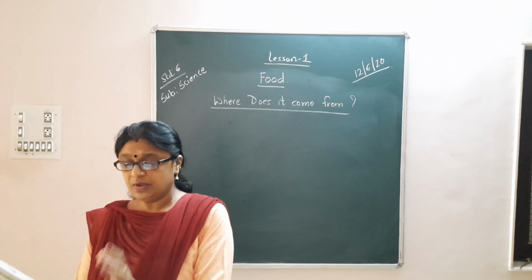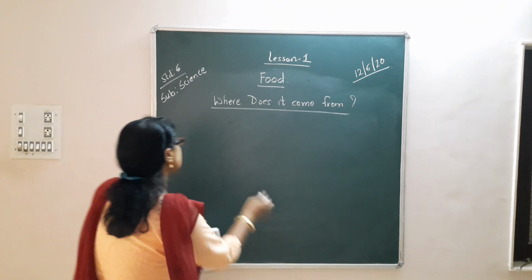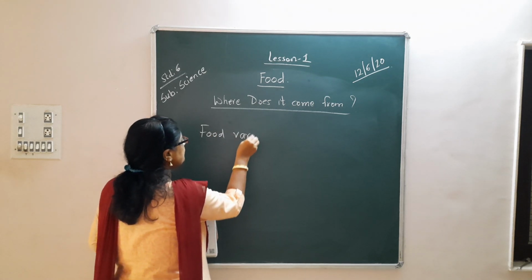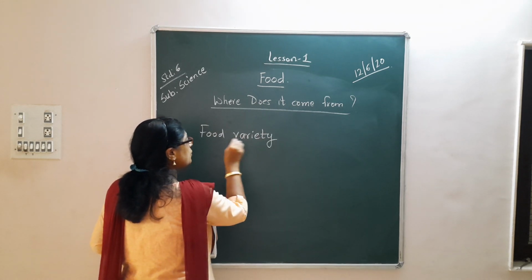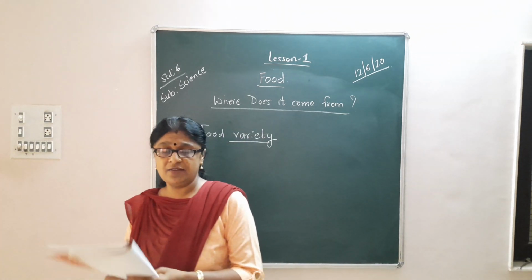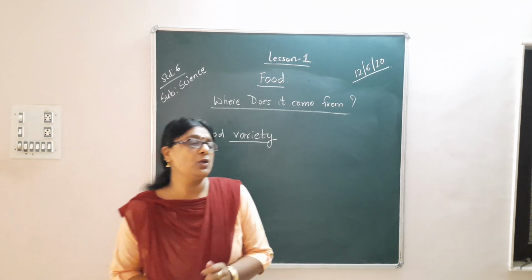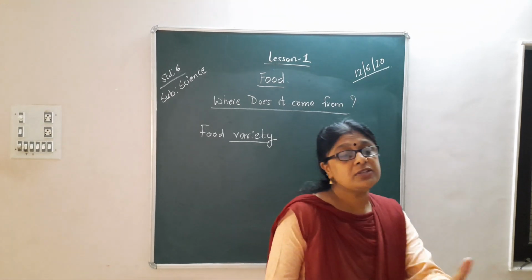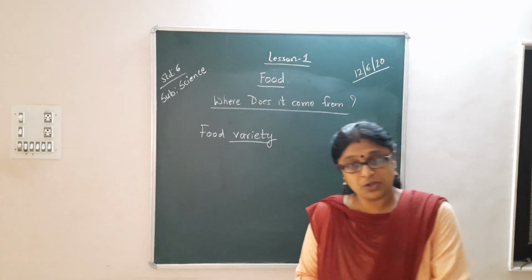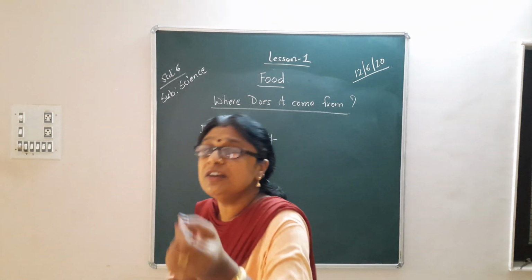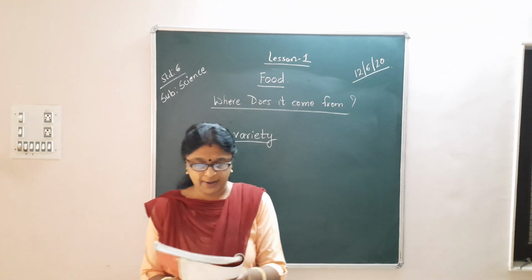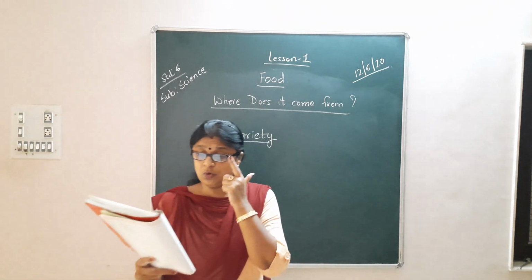Okay, now the first topic we study is food variety. What is the meaning of variety? Variety means different kinds. When we go to the market to buy something, the shopkeeper shows us the different kinds of whatever stuff we are asking for. Okay, now let us study about the food variety.